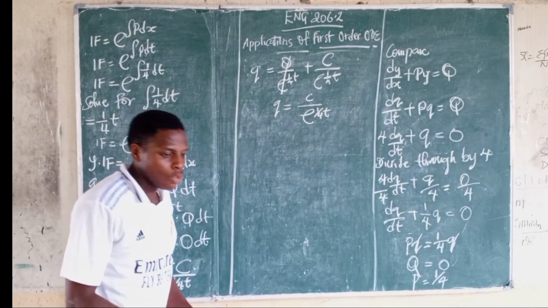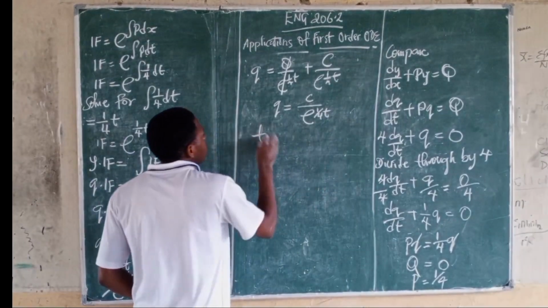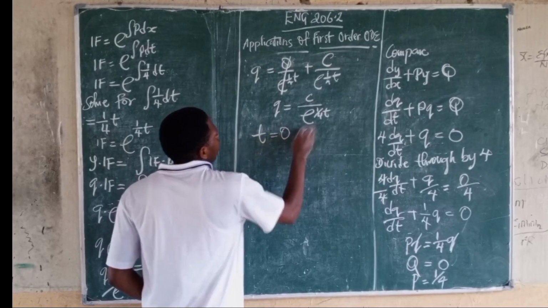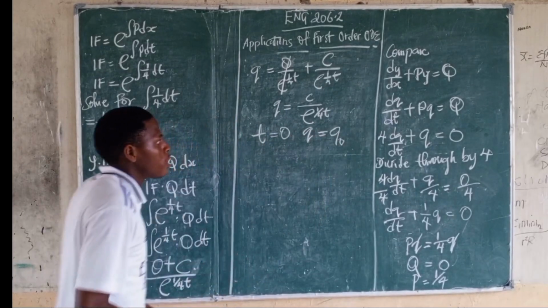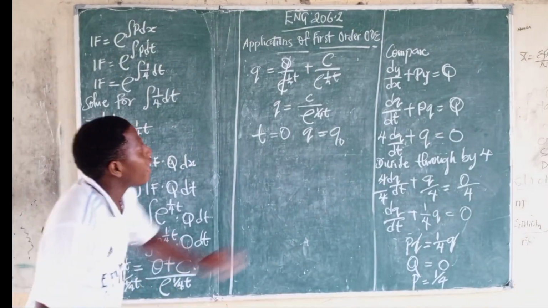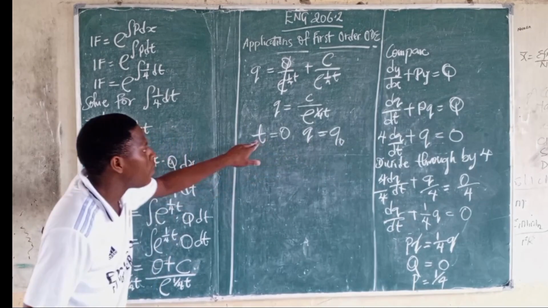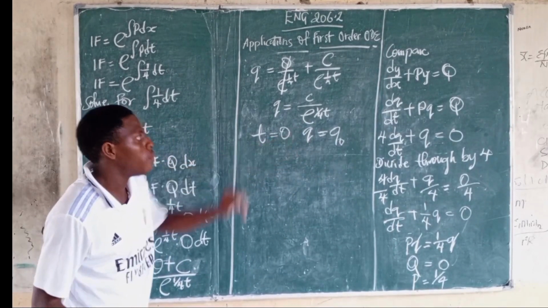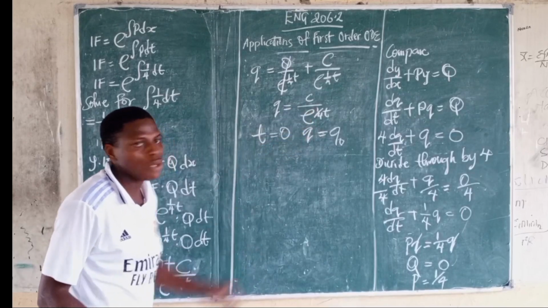Now go back to the first part of the note. I told you you are giving t to be what? 0 and q to be what? Q naught. That's what the question says. Now, meaning anywhere you see q, you are putting what? The q initial. And anywhere you see t, you are putting what? 0. Now, putting this into this equation, what are we to find? We have to find what is c.